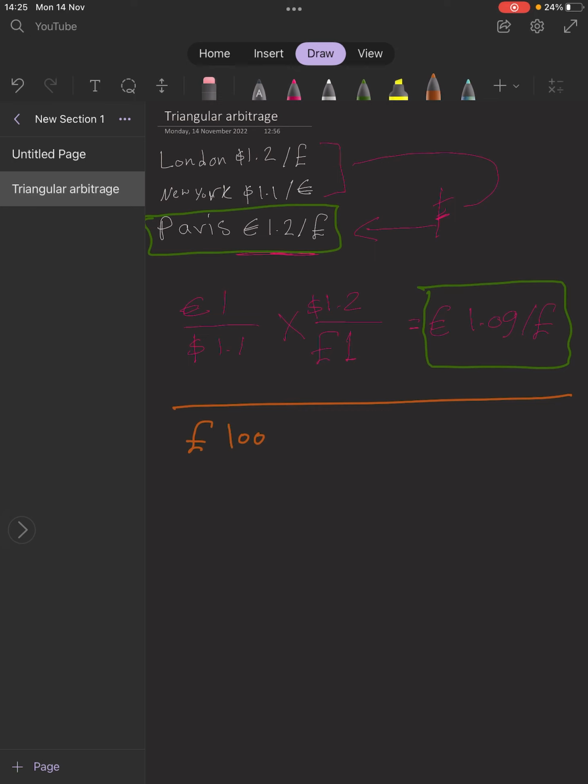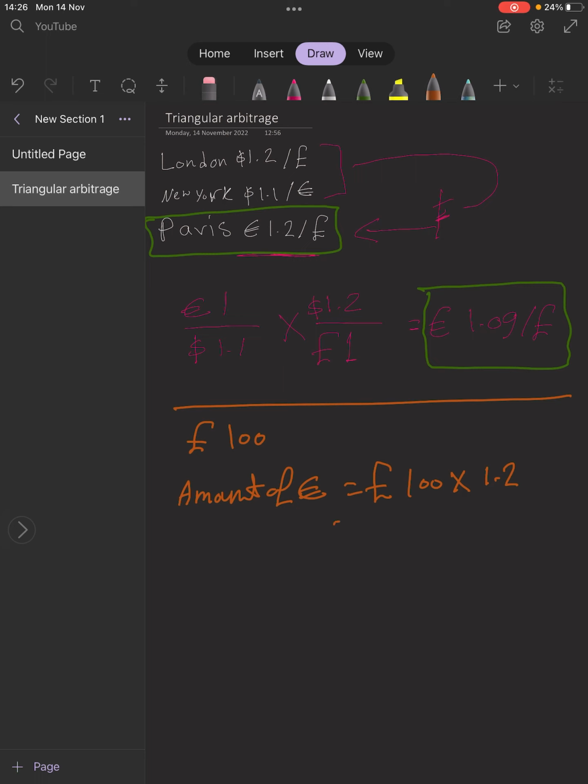He will go to Paris, and the amount of euros that should be available to him will equal 100 pounds times the quoted rate that he is offered, which is 1.2 euros per pound, which equals 120 euros.